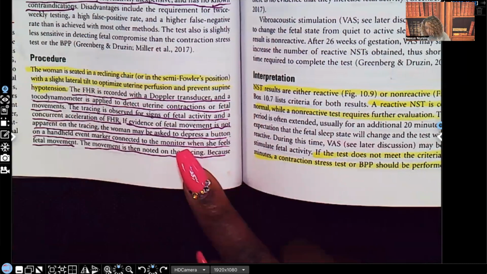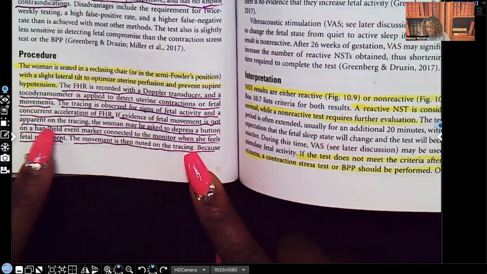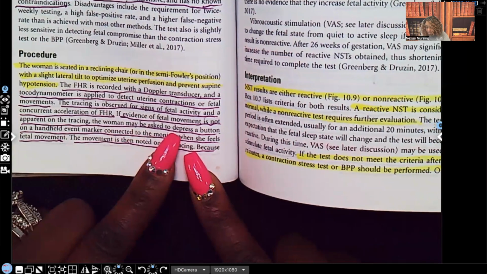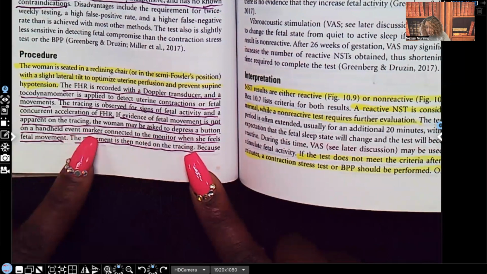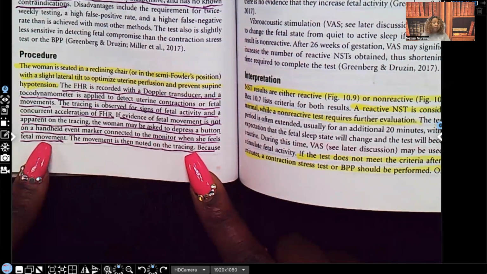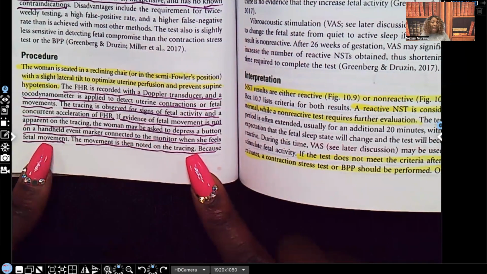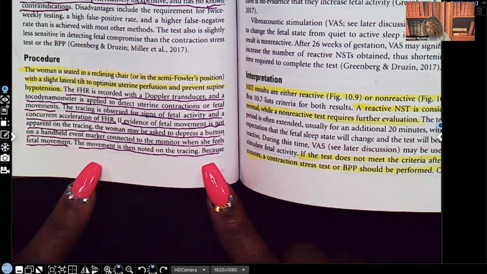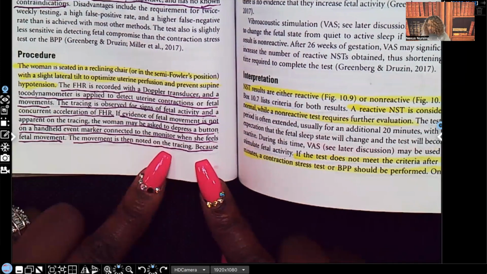Let's keep going. If evidence of fetal movement is not apparent on the tracing, the woman may be asked to depress a button on a handheld event marker connected to the monitor when she feels fetal movement. Why? When she feels a fetal movement, we're going to look to see if we're seeing accelerations. It makes sense. The movement is then noted on the tracing.